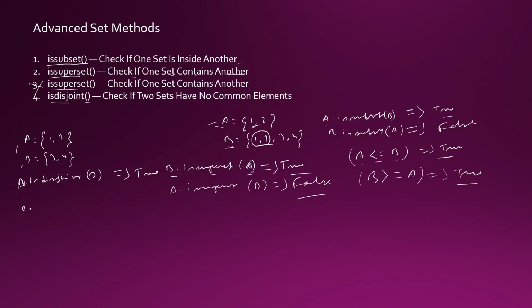Now, if we write another set C as 2, 5, and print A dot is disjoint of C, tell me what will happen. A and C, is there any common element? Yes, there is a common element, that is 2. That means it will give me the answer as false. So in is disjoint, it always gives me the answer as true whenever there is no common element between the sets.